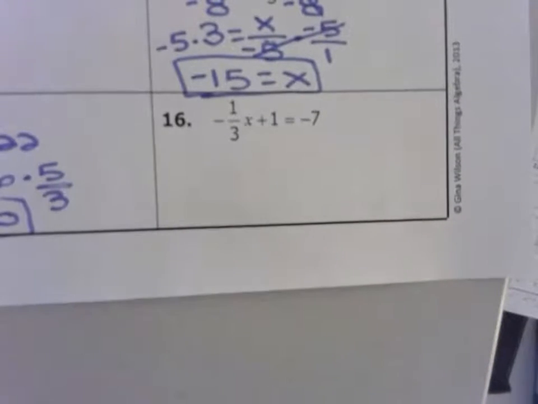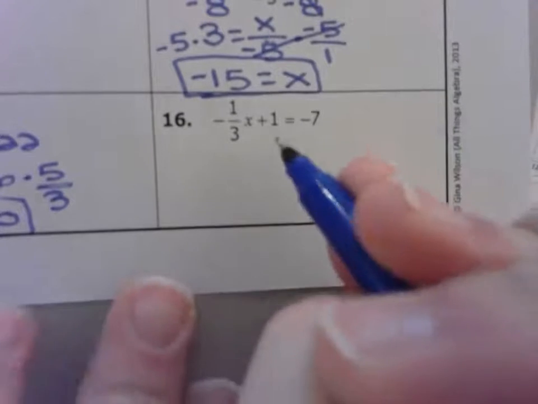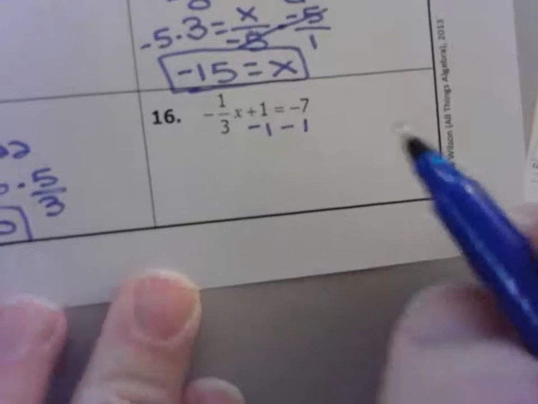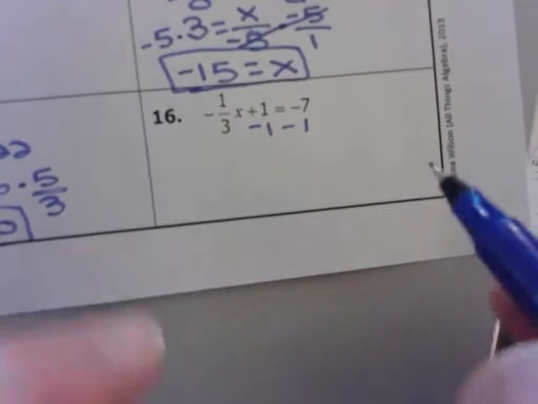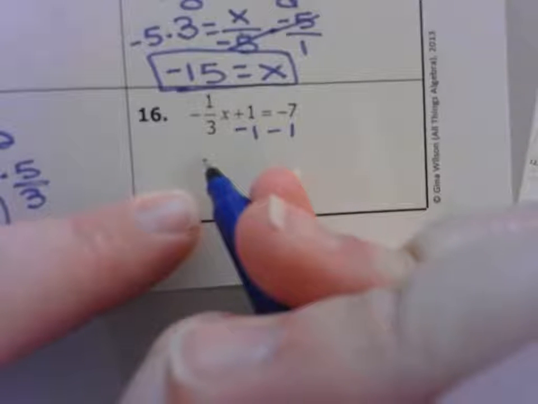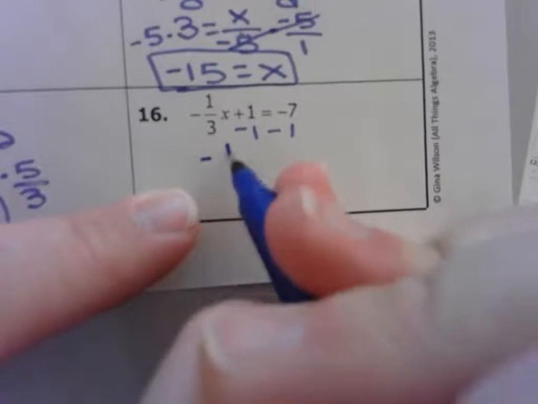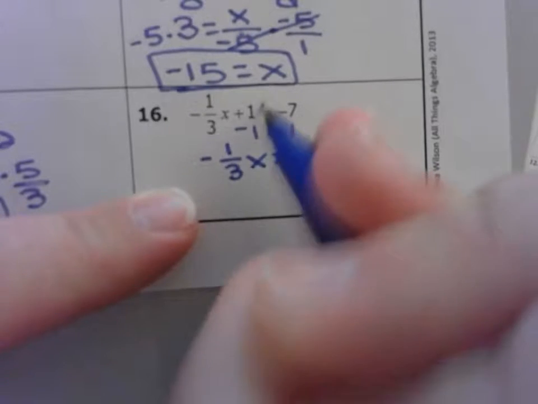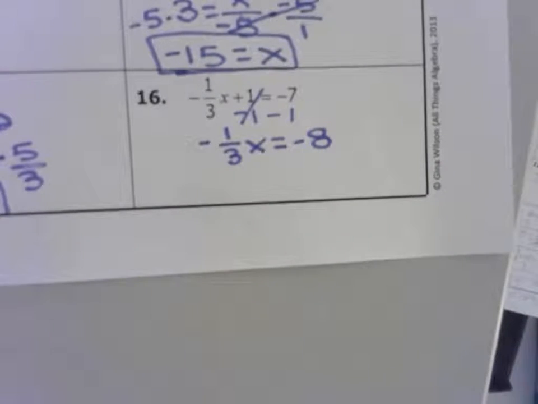16. As I look at 16, I'm going to have you talk me through it. Preston, what do I do first? Minus 1. The 1 is furthest away. The opposite of adding 1 is subtracting 1. Okay, Zach, what will my equation look like when I subtract 1? Perfect. 1's cancel. Negative 7 minus 1, negative 8.